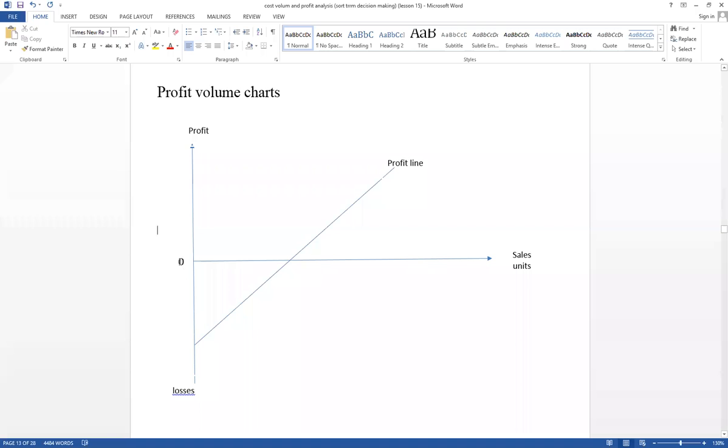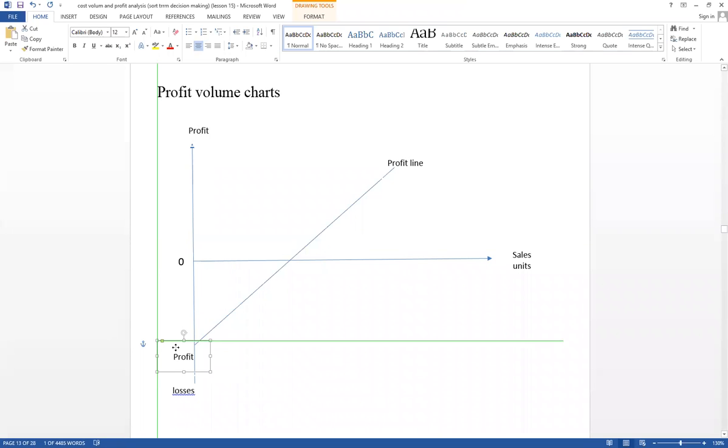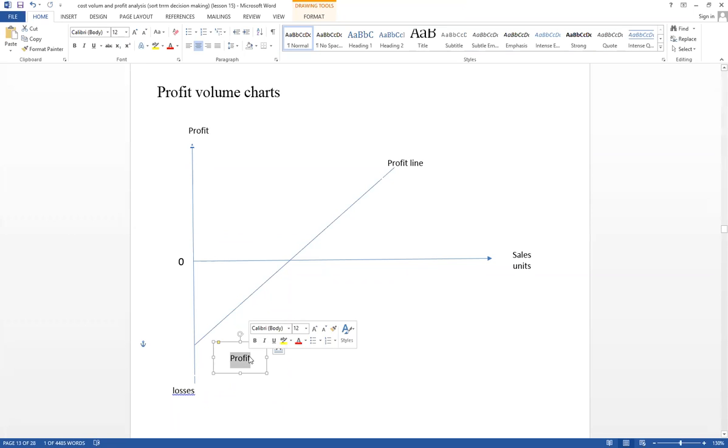Think about when quantity zero, total loss equal total fixed cost. If not even one unit is sold, then the total loss equals the total fixed cost. Therefore, here equal total fixed cost. This one total fixed cost.